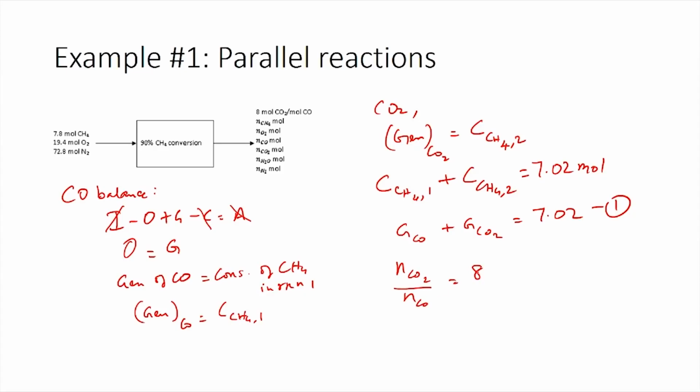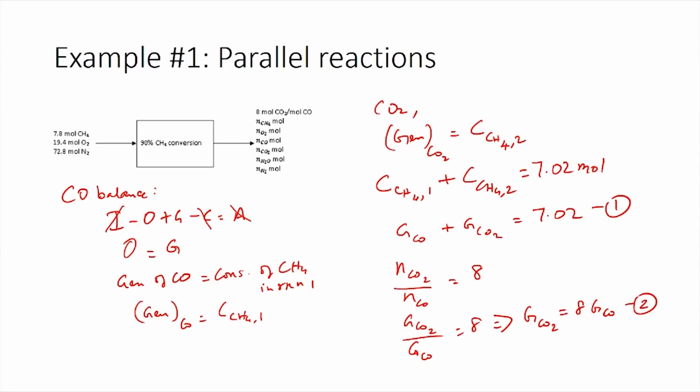We already know from the balance equations that the number of carbon dioxide moles leaving the system would be equal to the amount of carbon dioxide generated, and similarly the number of carbon monoxide moles leaving would be equal to the number of carbon monoxide moles that are generated. So substituting the generation terms here again, we would have GCO2 divided by GCO equal to 8, giving you an equation GCO2 equals 8 GCO. So this is the second equation.